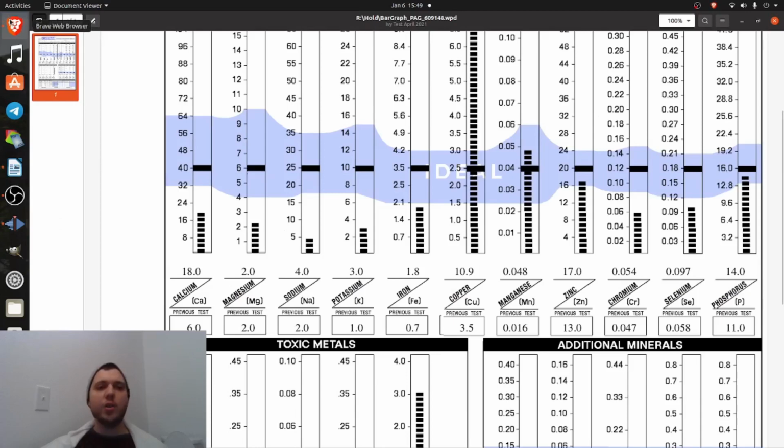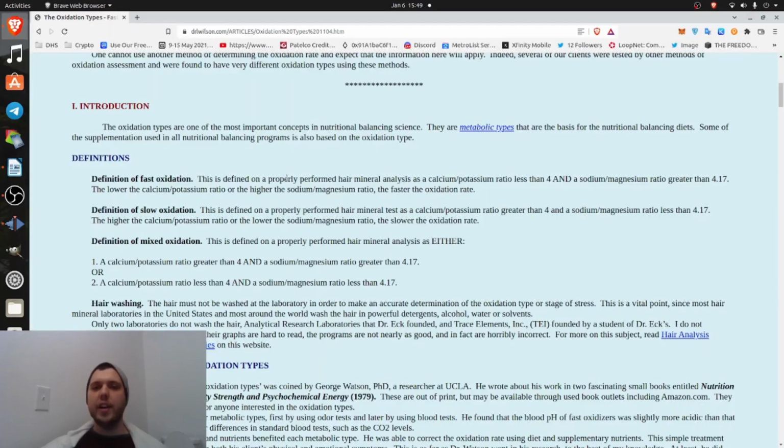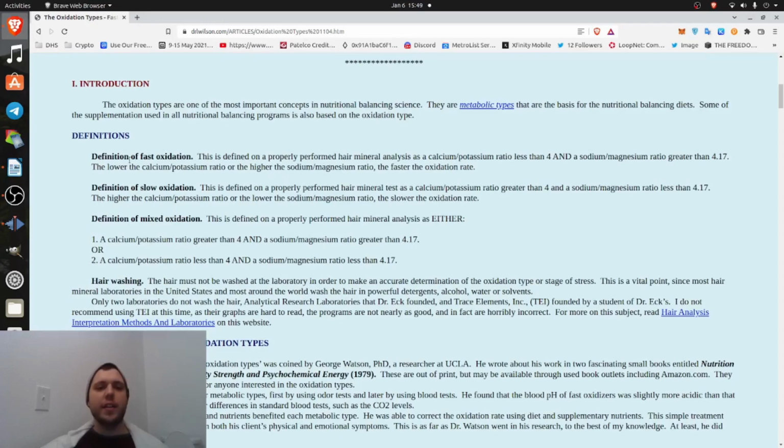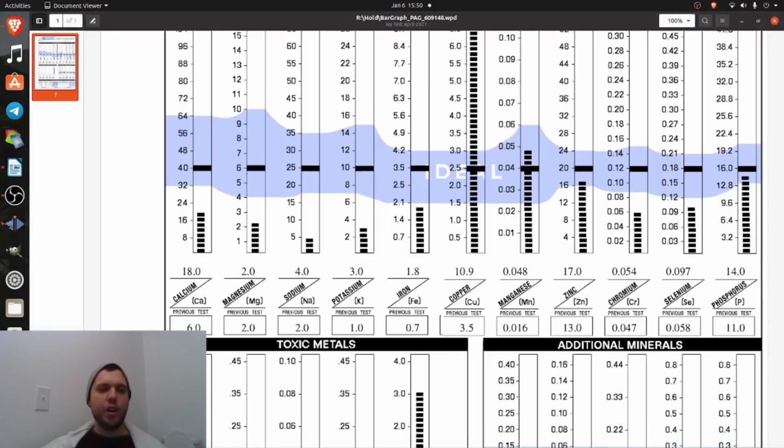And we can also calculate the oxidation rate manually. Okay, so the definition of fast oxidation is a calcium-potassium ratio less than 4 and a sodium-magnesium ratio greater than 4.17. Slow oxidation is the opposite: a calcium-potassium ratio greater than 4 and a sodium-magnesium ratio less than 4.7. So that's why we can see it visually, right? For the calcium-potassium ratio, obviously we can see which is higher, calcium or potassium.